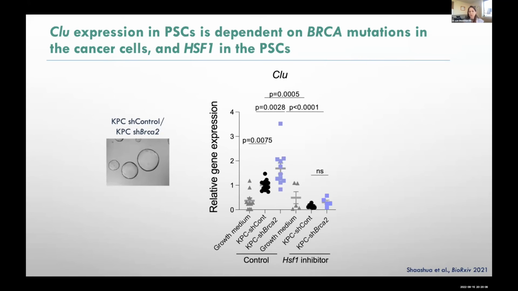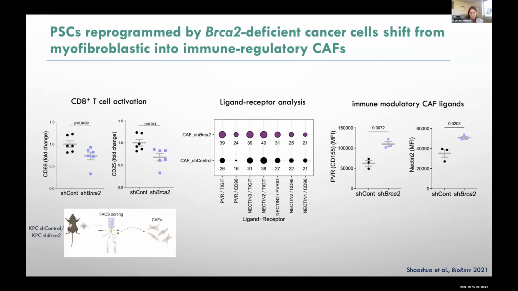And this was completely blocked when an HSF1 inhibitor was added, suggesting that the clusterin expression in these PSCs is dependent on both BRCA mutations in the cancer cells and the activation of HSF1 in the PSCs themselves.